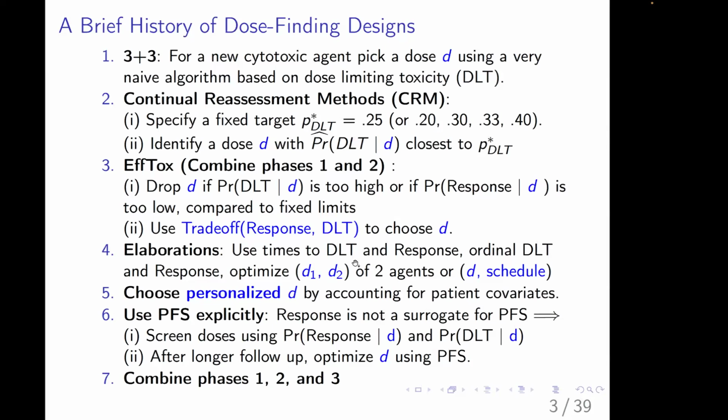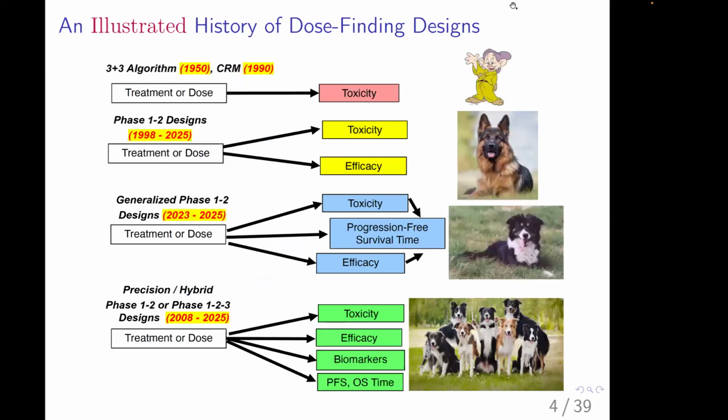So I've got a more illustrative way to show the history. So this is an illustrated history of dose finding designs. You see at the top, they began the 3+3, as far as I can tell, somebody cooked it up in 1950. Then the CRM came along 40 years later. You see the causal diagram is pretty simple. You give them a treatment or dose, the outcome's toxicity, that's it. And here's Dopey, he's a big proponent of that.